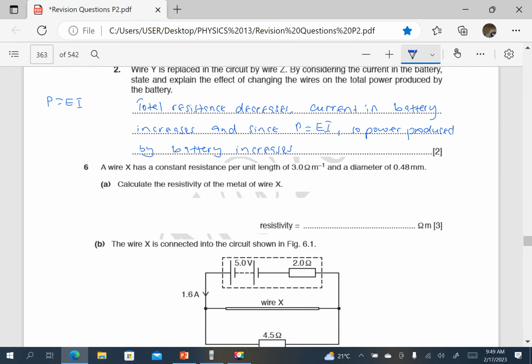Okay, wire X has a constant resistance per unit length and a diameter of 0.48 millimeters. Calculate the resistivity of the metal of wire X. So we know that resistance is equal to rho L over cross-sectional area. Rho is the resistivity, so the resistivity is going to be equal to resistance times cross-sectional area divided by the length. So we shall just substitute. Remember, since they gave us diameter, area is equal to pi d squared over 4.